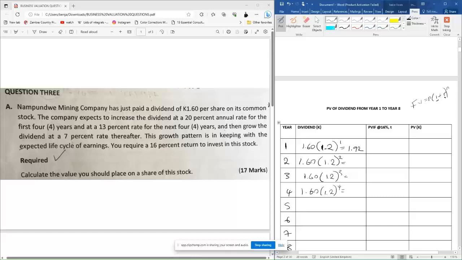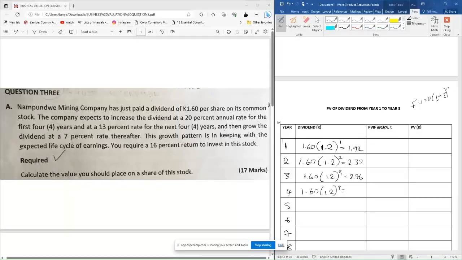1 kwacha 16 ngwe times 1.2 to the power 2. That will give us what? 2 kwacha 30 ngwe. And then in the third year, we're going to have 1 kwacha 16 ngwe multiplied by 1.2 to the power 3. And that will give us 2 kwacha 76 ngwe. Okay, 2 kwacha 76 ngwe is what we have. And then we're going to do for the final year 1 kwacha 16 ngwe multiplied by 1.2 to the power 4.